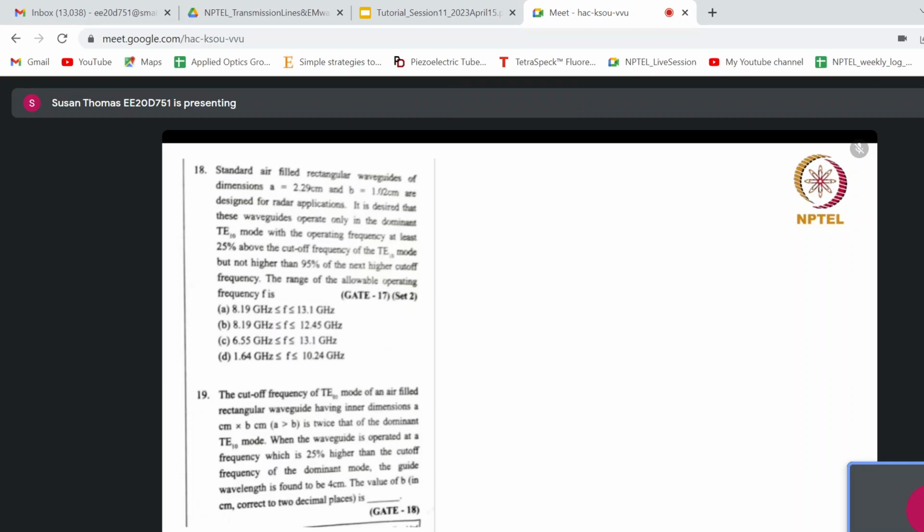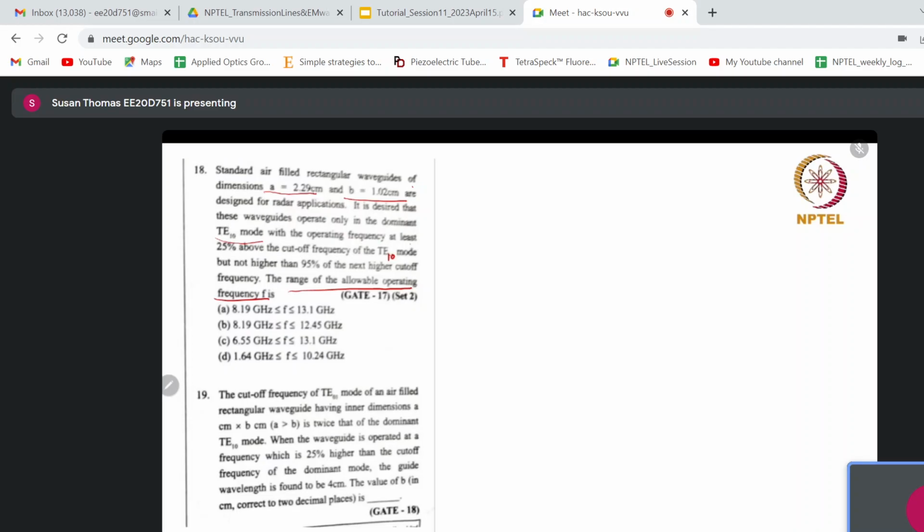Okay, moving on to the next question. A standard air-filled rectangular waveguide of dimensions A 2.29 centimeter and B 1.02 centimeters are designed for radar application. It is desired that these waveguides operate only in the TE10 mode, with the operating frequency at least 25% above the cutoff frequency of the TE10 mode, but not higher than 95% of the next higher cutoff frequency. The range of allowable operating frequency is the question.